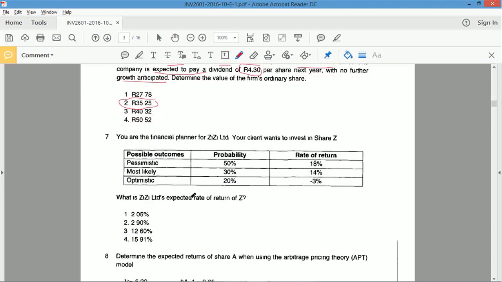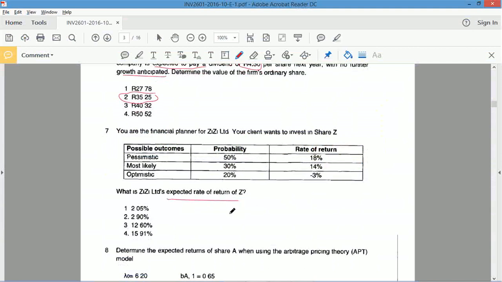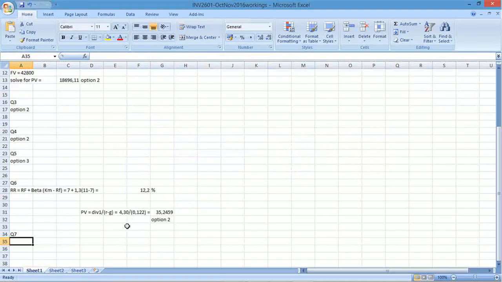Question 7. You are the financial planner of Z. Your client wants to invest in Z. We've got possible outcomes: pessimistic, most likely, and optimistic. In terms of probability, we've got 50%, 30%, 20%, and we've got the rate of return. They want the expected rate of return. So I'm going to have to use the expected rate equation, the table method, in order to calculate my expected value. My expected value will be probability times rate of return, and then sum that up.